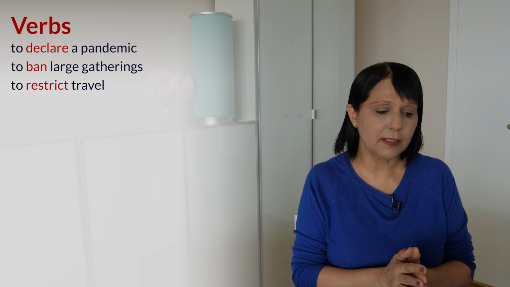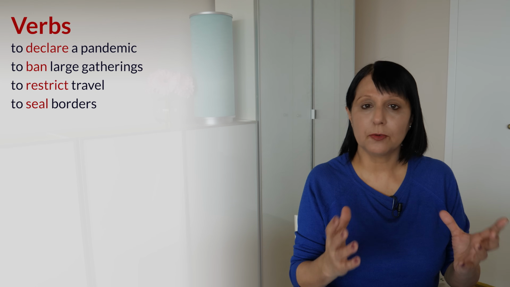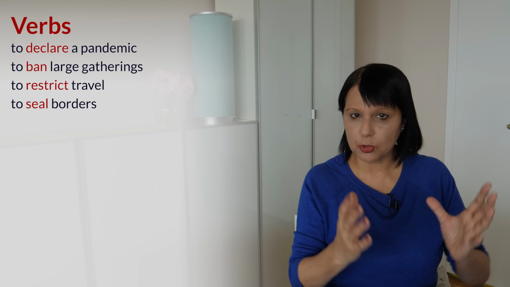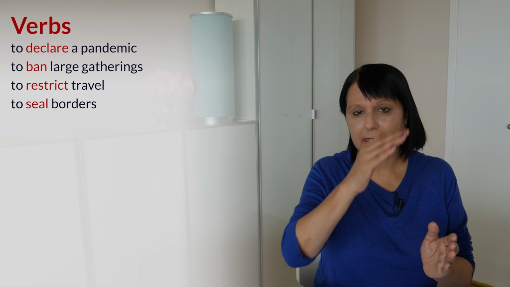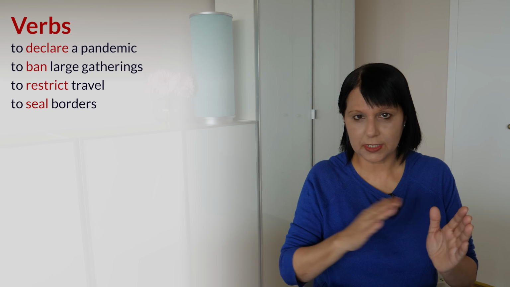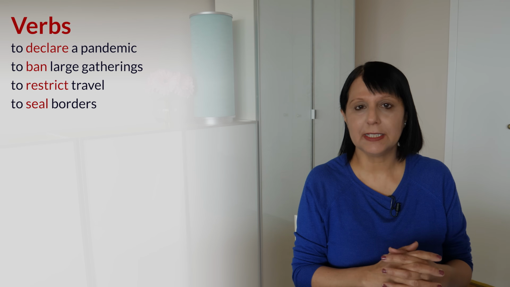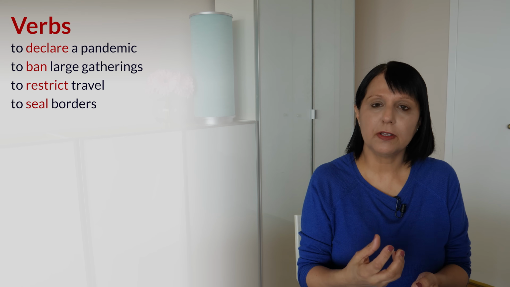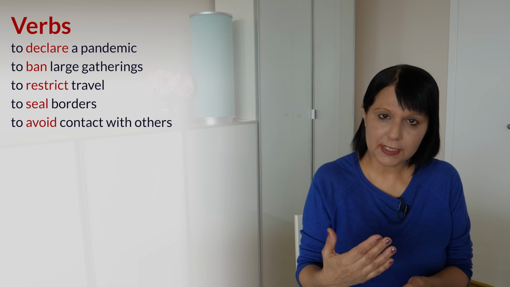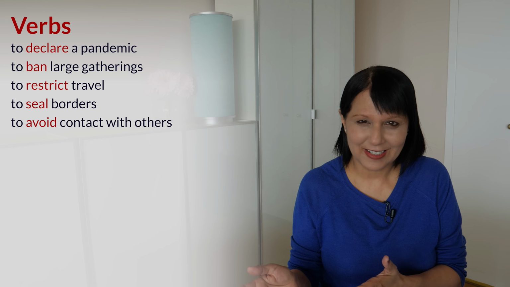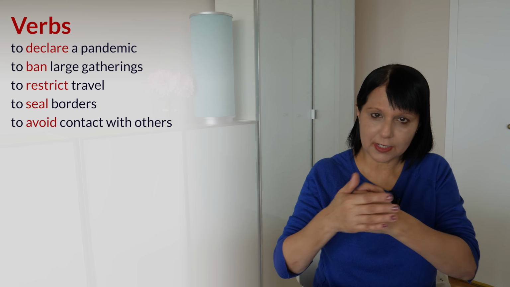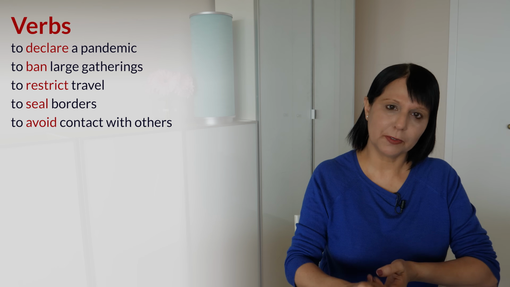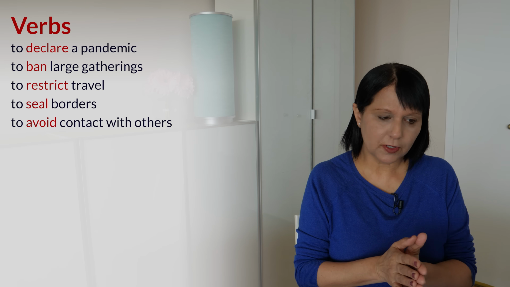What's also happening nowadays is that many countries are sealing their borders. To seal means to close completely, okay? To close the borders. And the border is what? It's like the line that divides different countries. So many countries are closing or sealing their borders. We're being asked also to avoid contact with others. To avoid something means to try not to do that. So when they say avoid contact, right, touching, contact with other people in order to keep yourself safe and to keep other people safe. Let's look at some more verbs here.